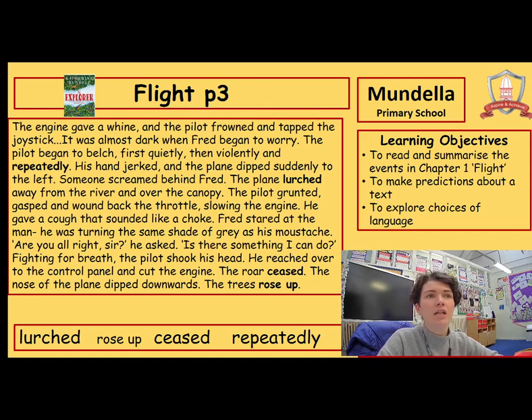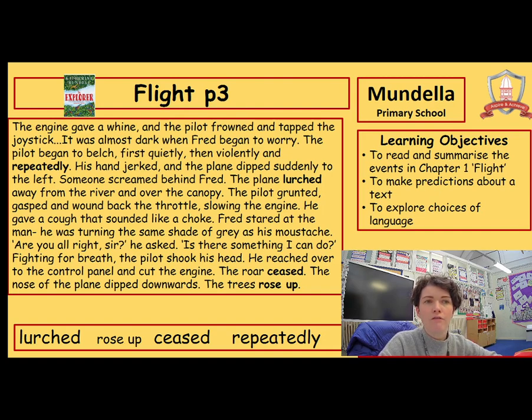The pilot grunted, gasped, and wound back the throttle, slowing the engine. He gave a cough that sounded like a choke. Fred stared at the man. He was turning the same shade of grey as his moustache. Are you all right, sir? He asked. Is there something I can do? Fighting for breath, the pilot shook his head. He reached over to the control panel and cut the engine. The roar ceased. The nose of the plane dipped downwards. The trees rose up.